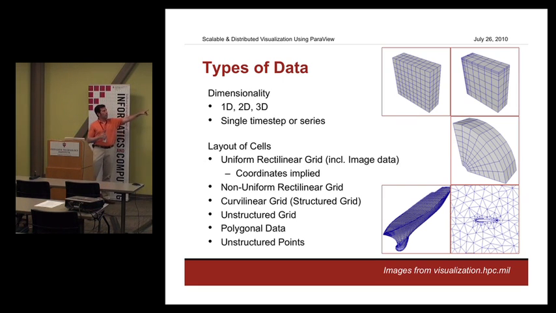Is it a uniform rectilinear grid, such as this, which actually would be, in a 2D case, your image data. In a 3D case it would be your volumetric data, which comes out of CT scans and so forth. The coordinates are implied there. It could be a non-uniform grid, it could be a curvilinear grid.